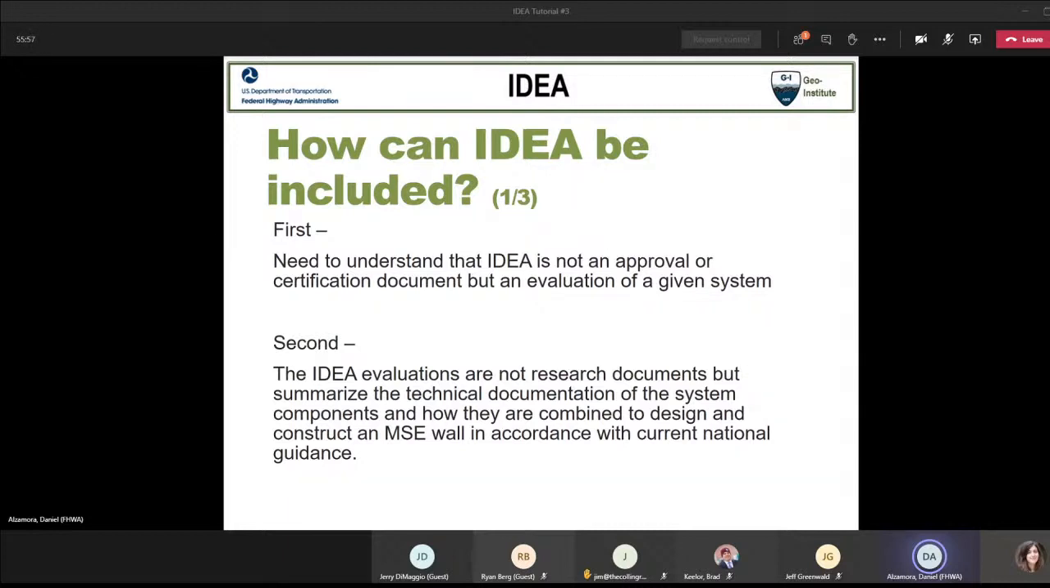In that second item, we say we're reviewing these in accordance with our current national guidance, but we also need to recognize that if we want to have innovation, those innovations won't be in our current practice, and we need to see how those innovations or changes impact the performance of the systems in relation to our current practice. That's all I had to add there, Jerry.